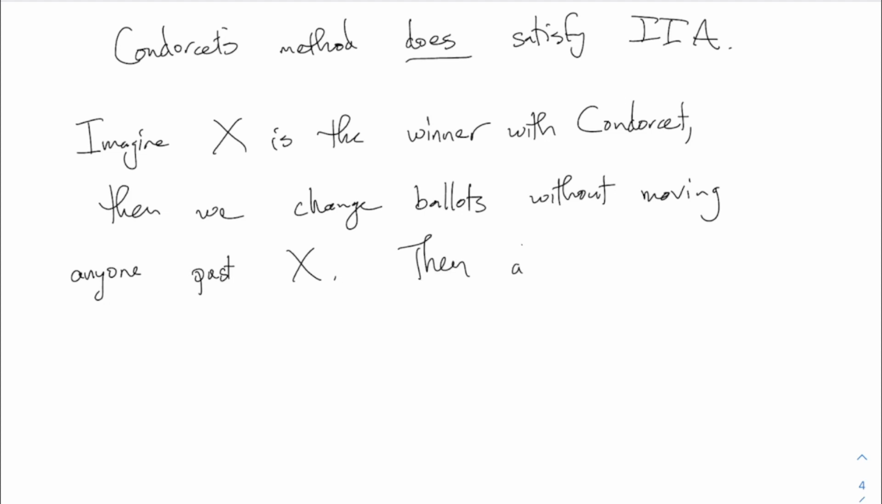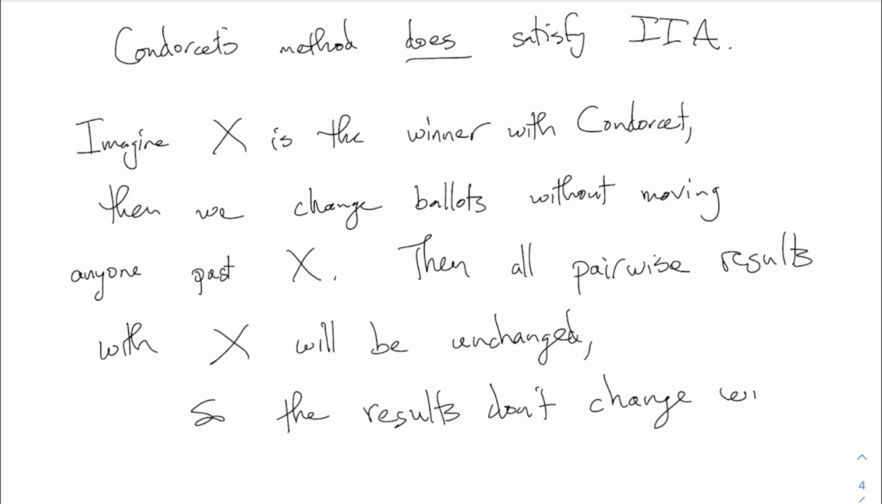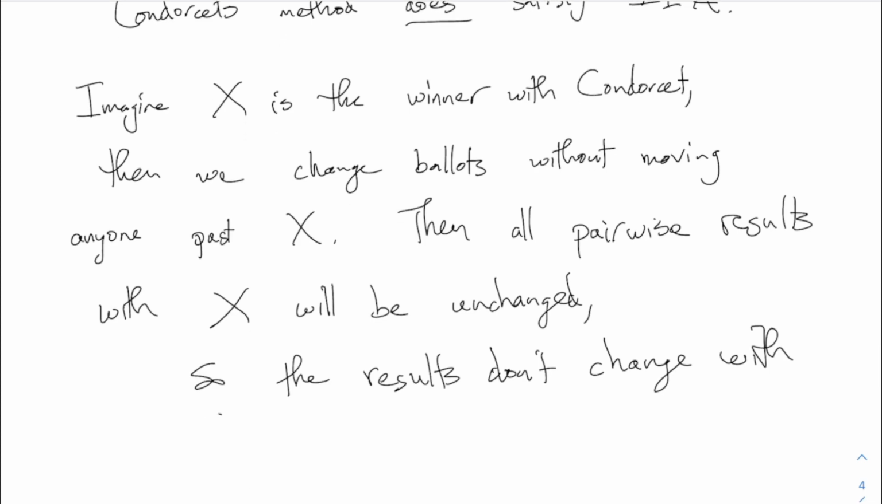then all pairwise results with X will be unchanged. And so the results don't change with the Condorcet method. And that's why the Condorcet method does satisfy the IIA, because if you make one of these changes, it still doesn't change the results of the election.